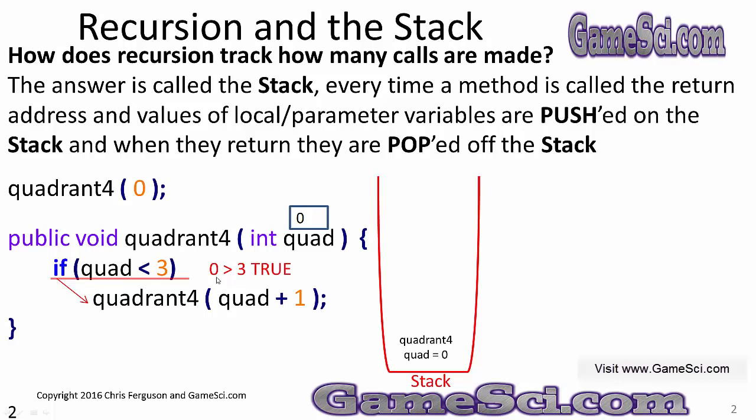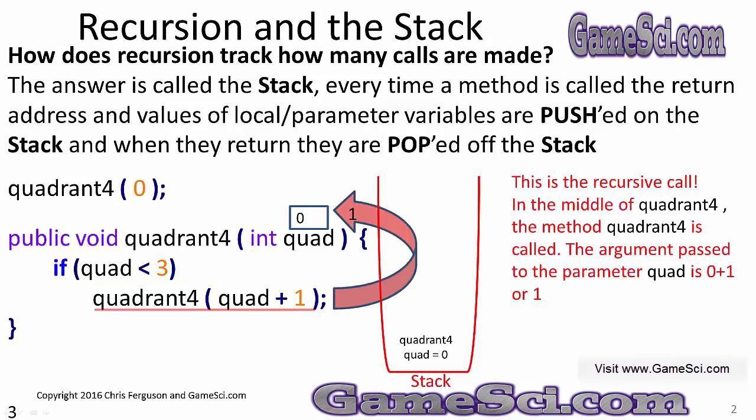Into the code we go. 0 less than 3 is definitely a true statement, so it's going to be executing the code in the if block. And it looks like some recursion is going to happen. Bang! There's our recursion. Quadrant 4 is called in the middle of Quadrant 4. The argument passed to the parameter quad is going to be 0 plus 1. Our original parameter was 0. We add 1 to it, and the new argument on the second call to Quadrant 4 is going to be 1.